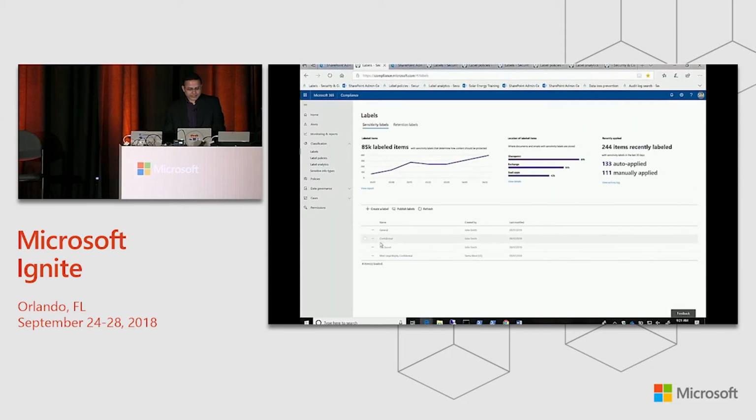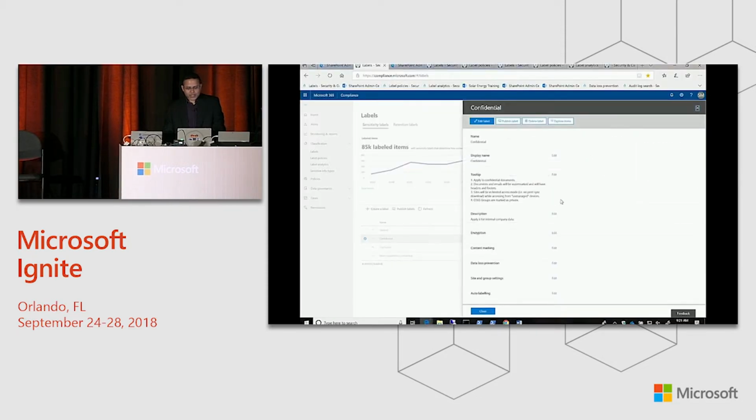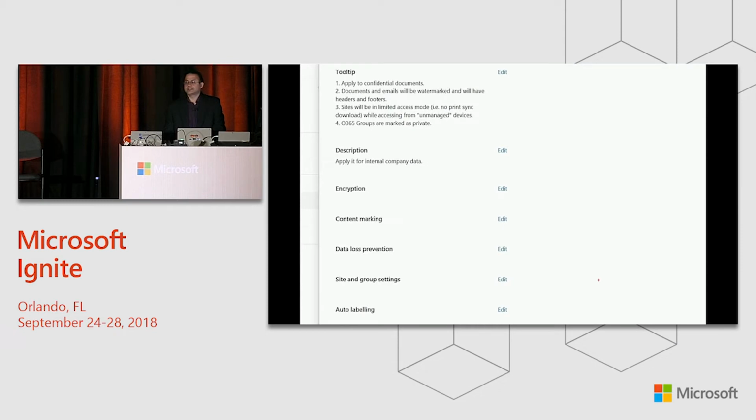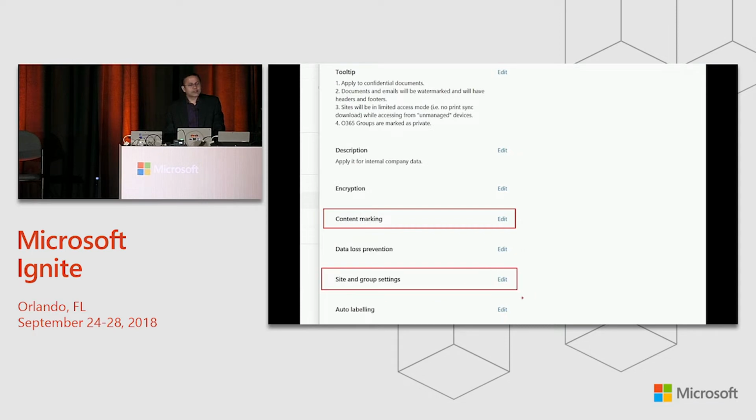So here I'm going to select the confidential label. And you can see, as part of this label configuration, I have many settings that I can configure for this label. I can configure the content marking for this particular label. That means if this label gets applied on a document, what do we want to show as the watermark or header and footer? Another example is I can also configure the site and group settings for this label.